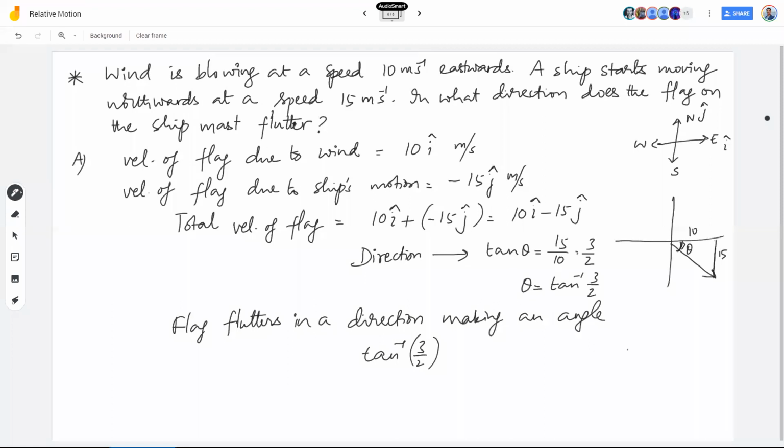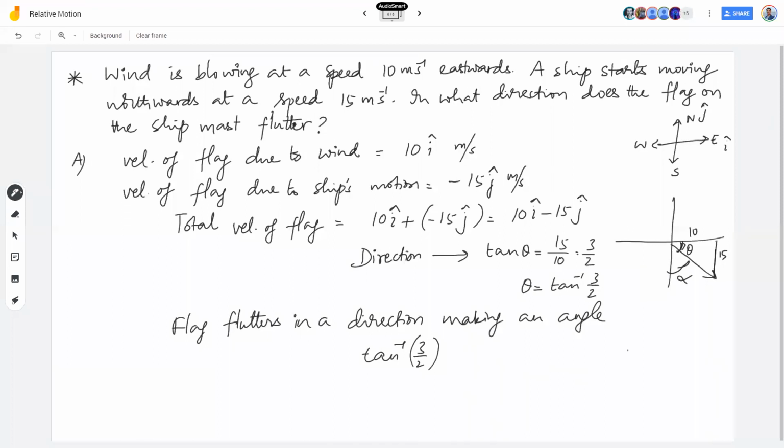You are measuring the theta from east towards south. This angle alpha is east of south. Theta is south of east. What is the difference between those two? Simple English. Try to understand that. The theta in the diagram, you are measuring it from east towards south. You are going from east towards south. So, tan inverse of 3 by 2, south of east. The flag flutters in a direction making an angle tan inverse 3 by 2 south of east. Get it?